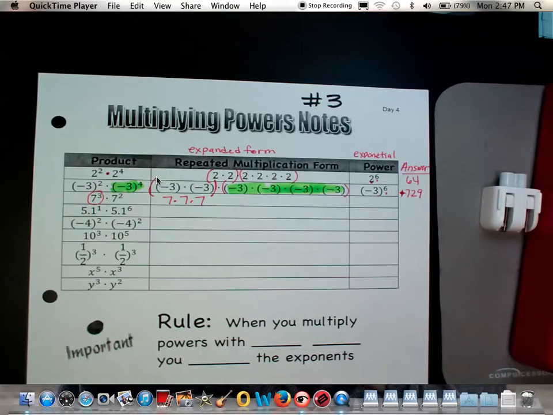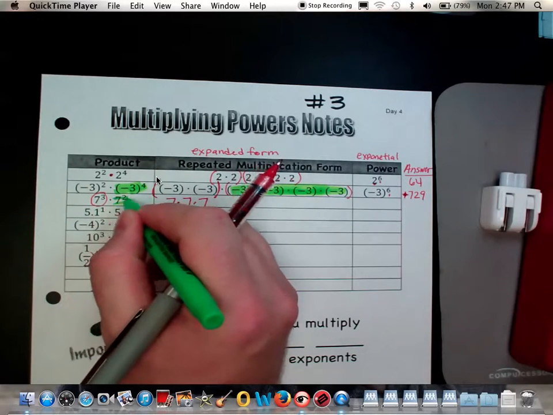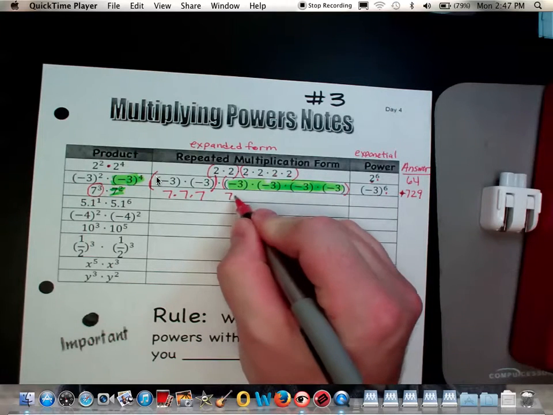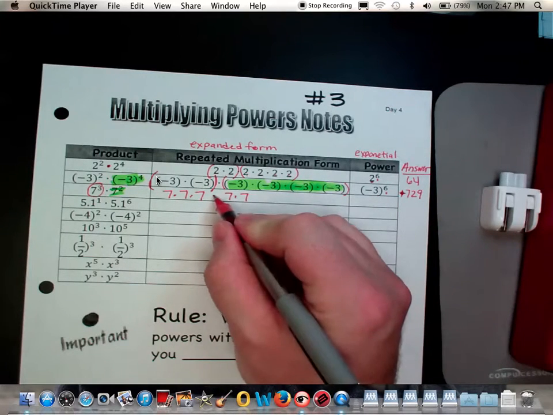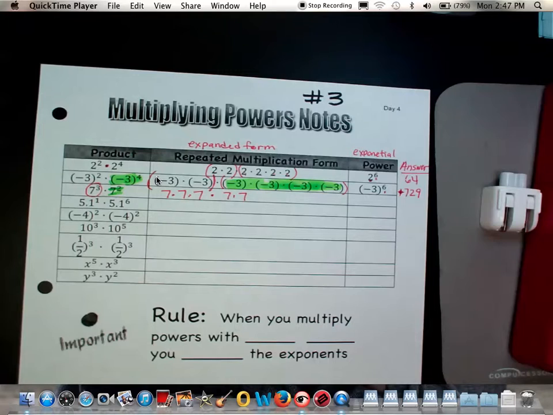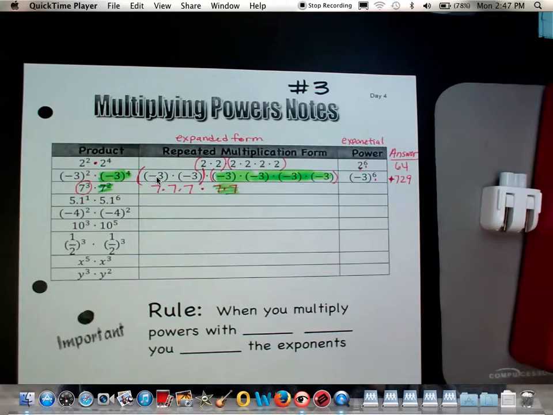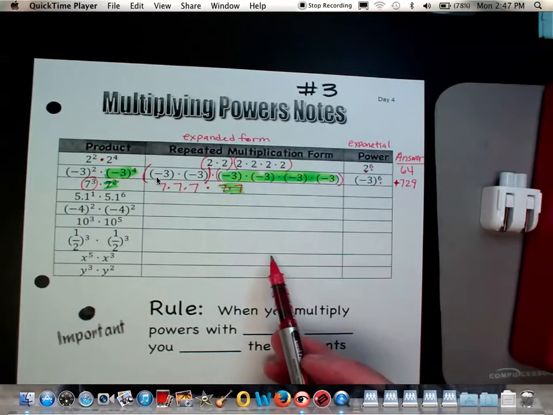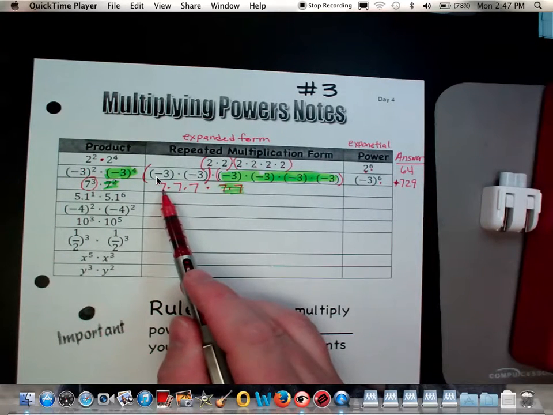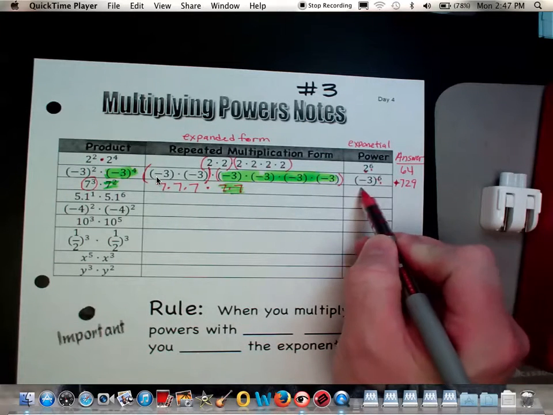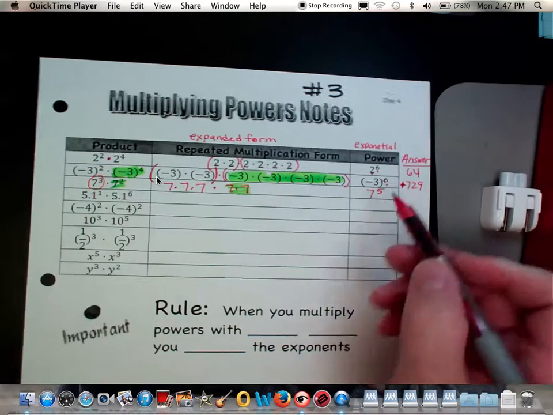Then I'm going to expand my next one that I'm multiplying by. 7 to the second power. So that's going to give me 7 times 7. Remember, I'm multiplying those together. And there's that one. Now to get my answer, my power, I just need to count them up. Well, how many 7s do I have? 1, 2, 3, 4, 5. And I know that's going to be 7 to the fifth power for my answer.